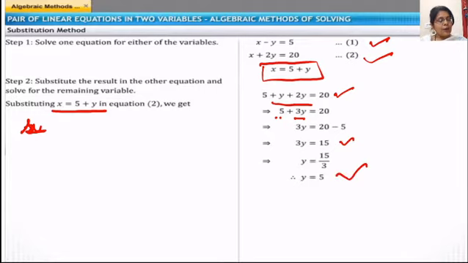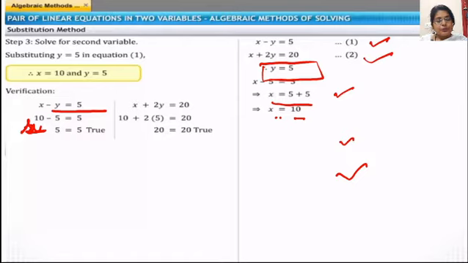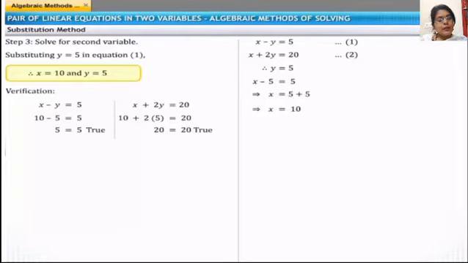Now this value of 5, what will we do? We will simply put it in x is equal to 5 plus y. In this step 3, we will substitute the value of y. x minus y is equal to 5, so x minus 5 is equal to 5 we have got. Then we put in the values, and we get x is equal to 10, since 5 plus 5 is equal to 10.